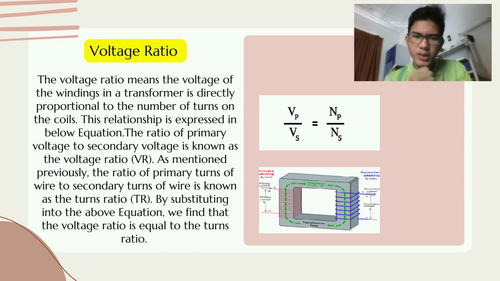The voltage of the winding in the transformer is directly proportional to the number of turns on the coils. The ratio of primary voltage to secondary voltage is known as the voltage ratio, and the voltage ratio is actually the same as the turn ratio, that is primary turns of wire to secondary turns of wire. So we can use the equation that the voltage ratio is equal to the turn ratio.